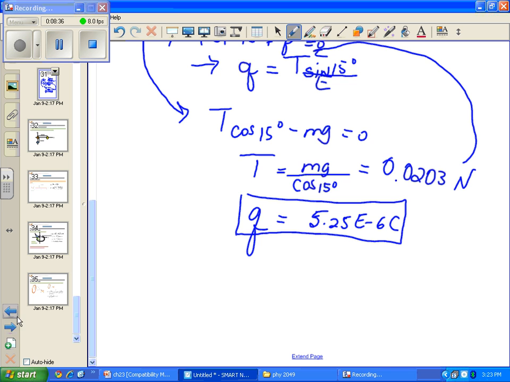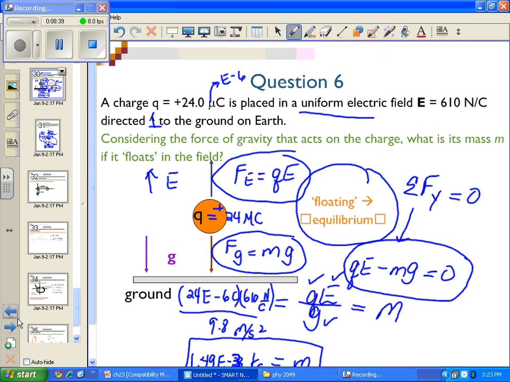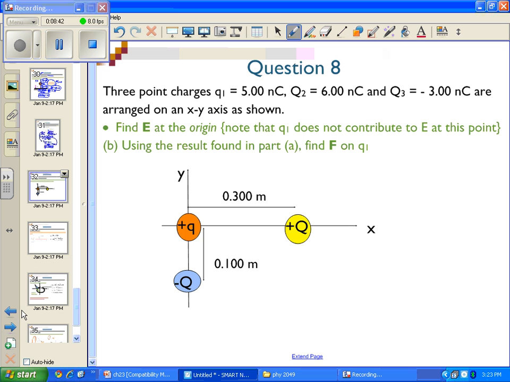Next problem. Oops. I need to go lower. There we go. Question 8 gives us 3 point particles, particularly charges, Q1, 5 nanocoulombs, Q2, 6 nanocoulombs, Q3, negative 3 nanocoulombs. They are arranged on the XY plane as shown. And the first part here, never mind that this has been converted to a dot, it's part A. Find the electric field at the origin. B. Use the result of part A to find the electric force on charge 1.